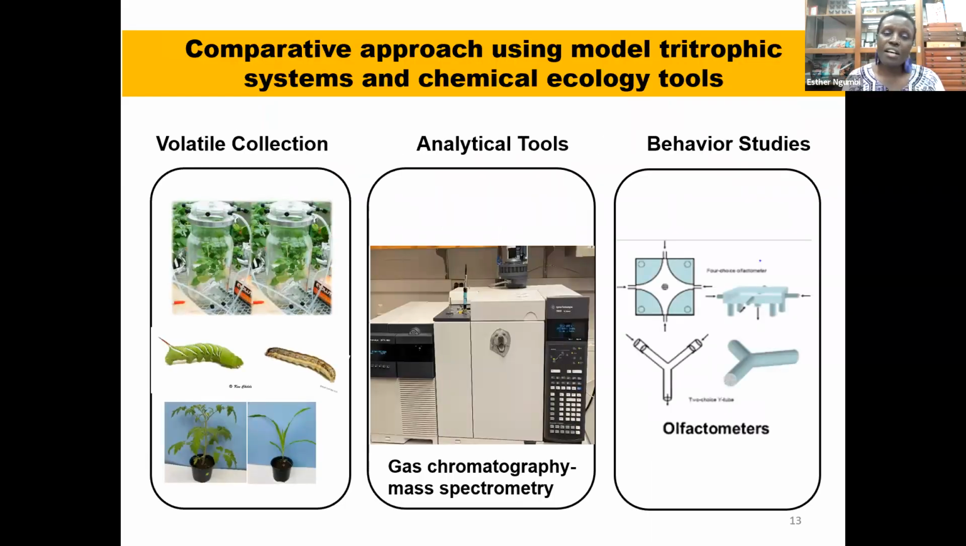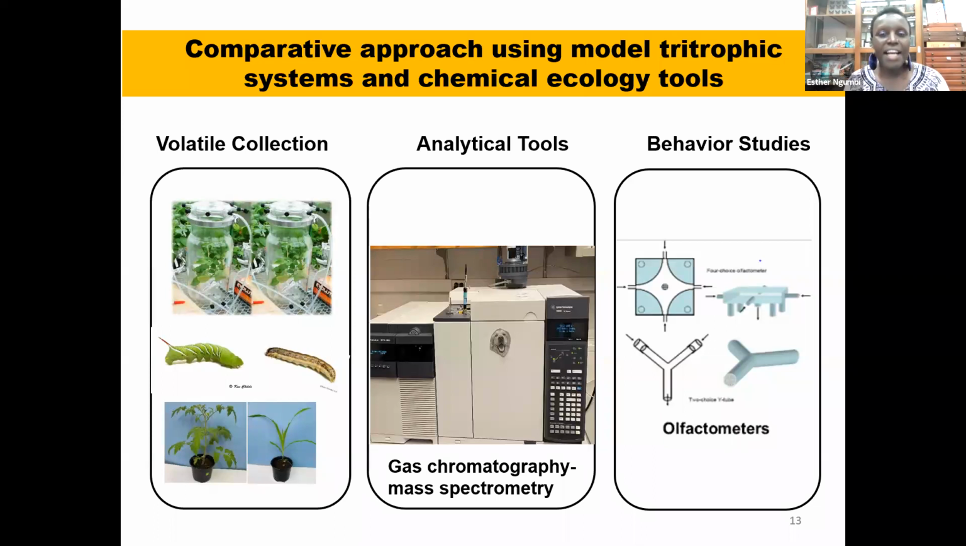So we do use a comparative approach using model trophic systems and multiple chemical ecology tools. Since I said we must first of all collect that plant chemistry, we use glass collection chambers and other techniques, including solid phase microextraction, to collect the plant chemistry, and use adsorbents to collect.